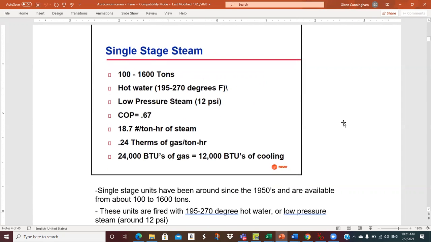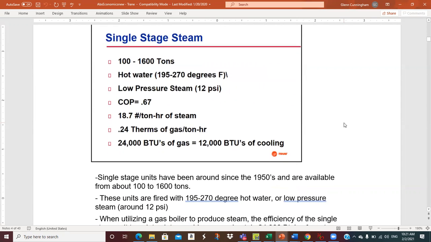Okay, so we'll spend a little time here. Single stage steam driven. Ton range, basically 100 to 1,600 tons. Hot water, 295 to 270. Low pressure steam, 12 PSI.